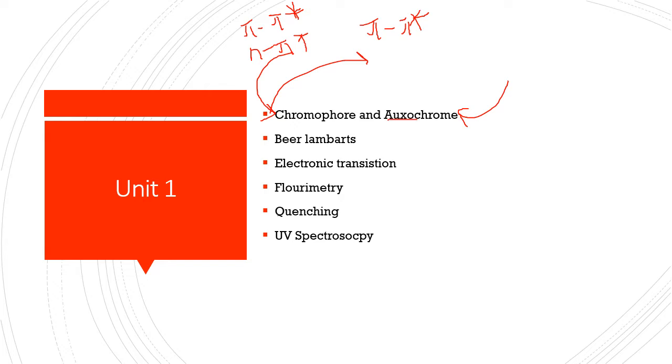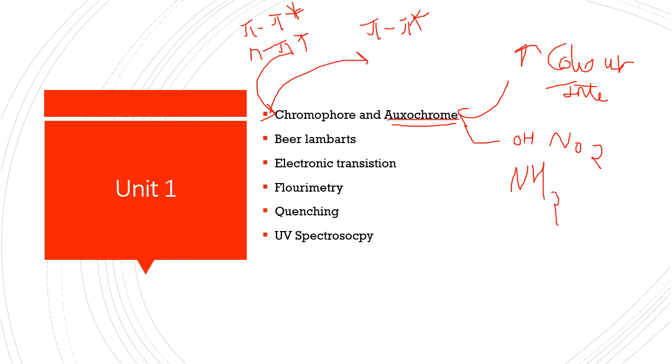And auxochrome, it cannot impart color. It increases the color intensity, the color absorbing ability of the chromophore. And majorly it includes OH, NO2, NH2. These are a few of the electron donating groups. NO2 is an electron withdrawing group, but OH, amines and hydroxyl, these are electron donating groups that act as a chromophore.